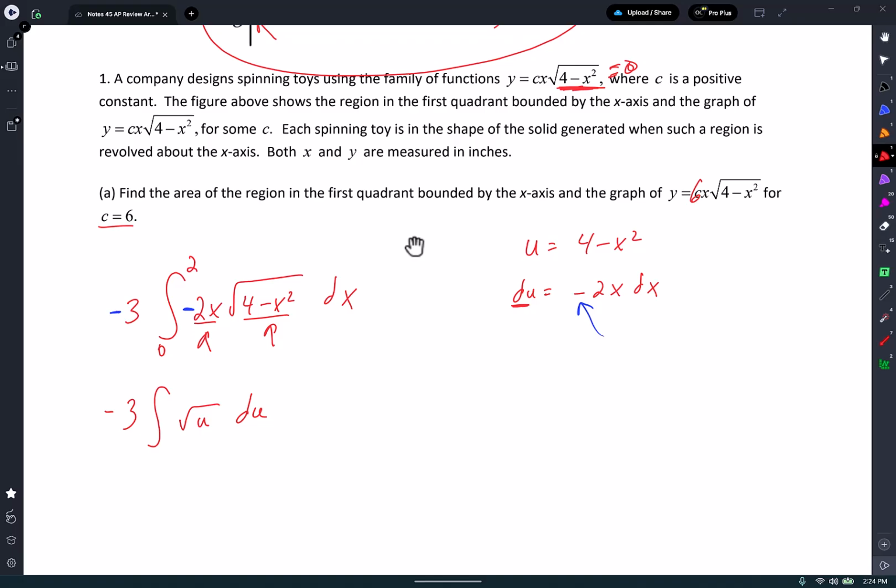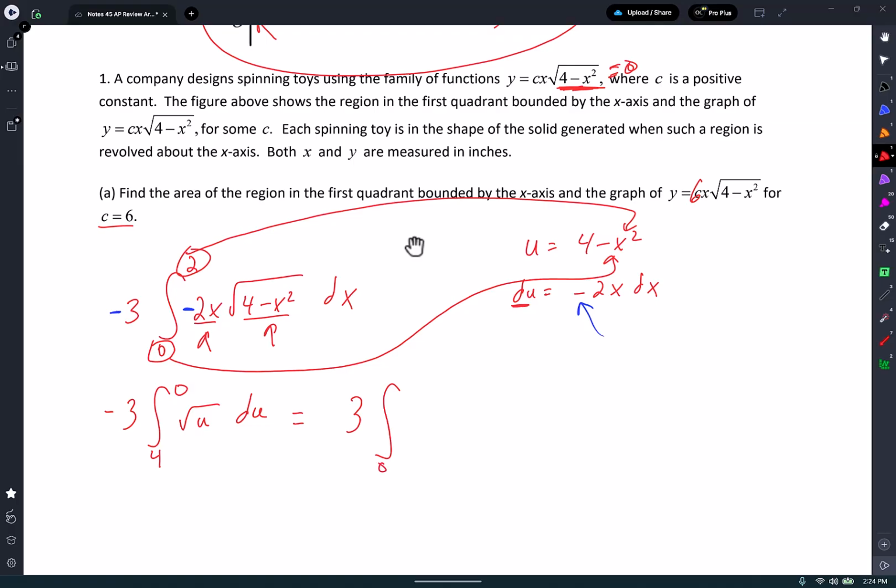All right. When x is 0, I plug in that 0 in here. When x is 0, u is 4. And when x is 2, u is 0. So this is begging, you don't have to do this, but this is begging for me to switch my limits so I can turn that negative into a positive. 3 integral from 0 to 4 of square root of u du.